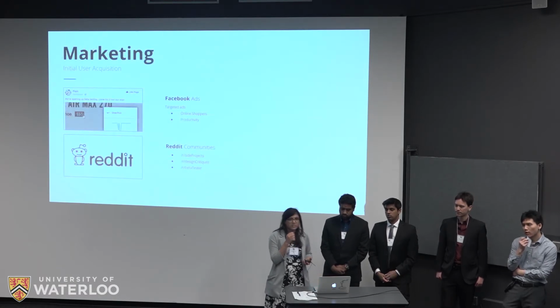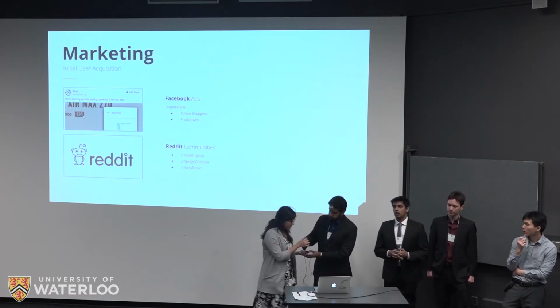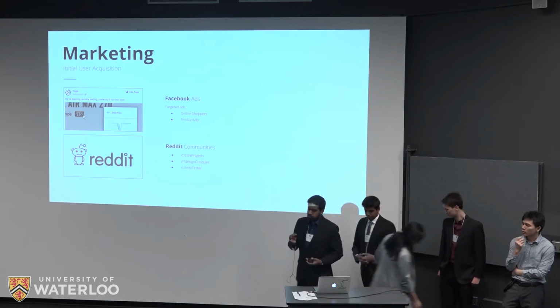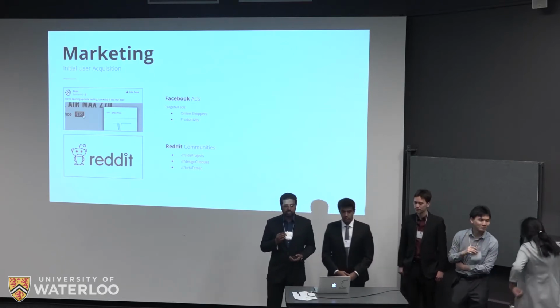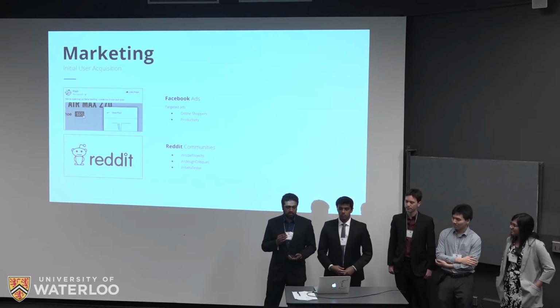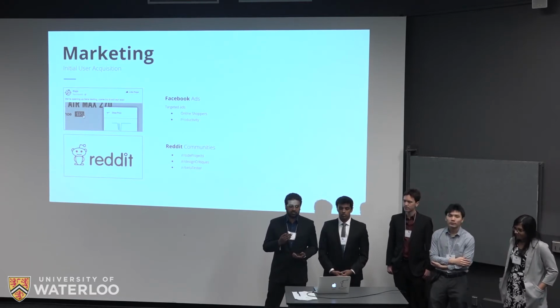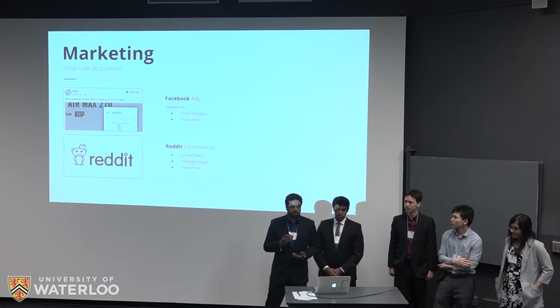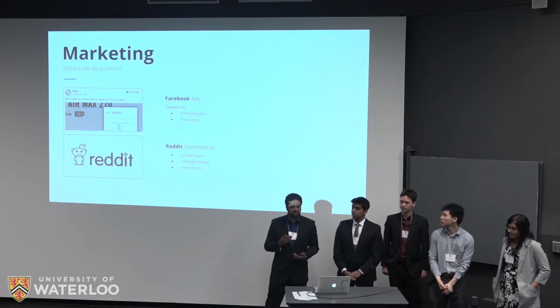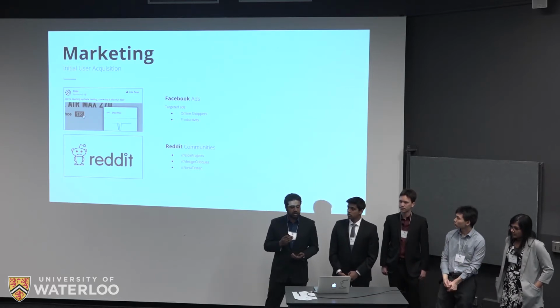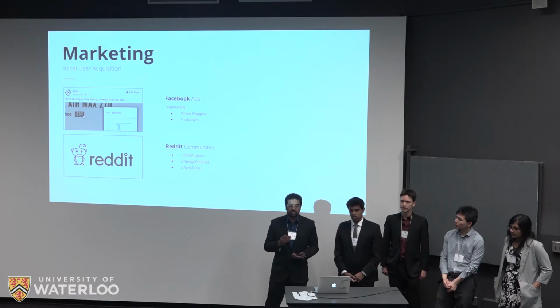So let's go over some of the marketing strategies we used. After we created our first MVP, the thing that we needed to focus on was creating marketing and getting users. How do we actually get feedback in order to iterate on our design? The two major methods that we used for user acquisition in our first version were Facebook ads and Reddit posts.